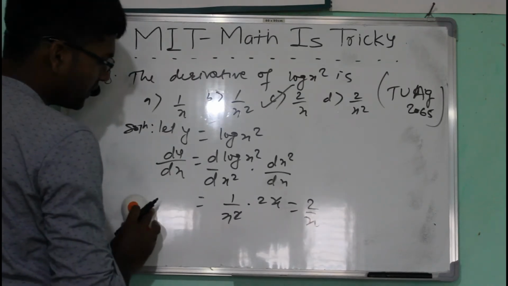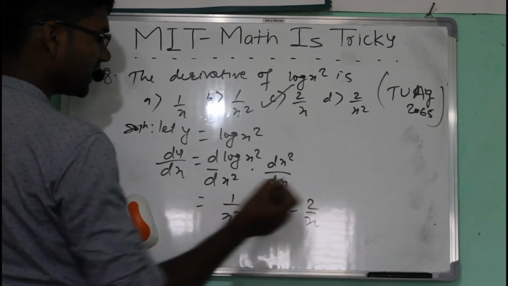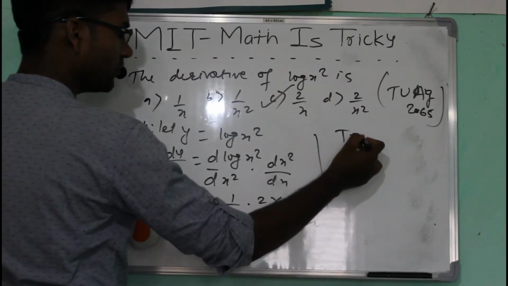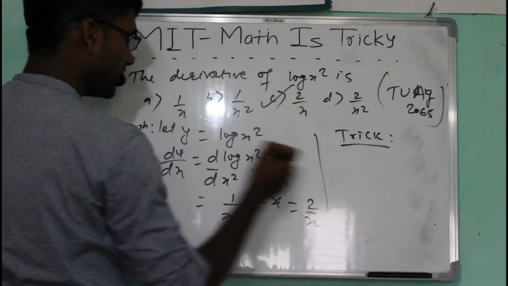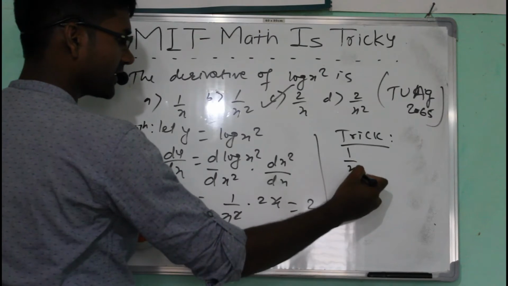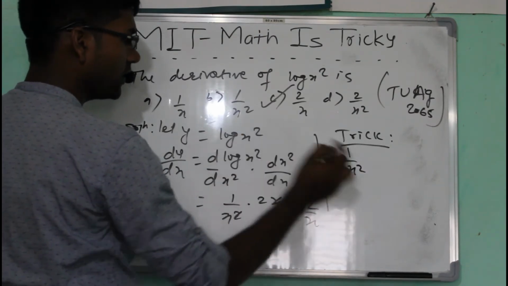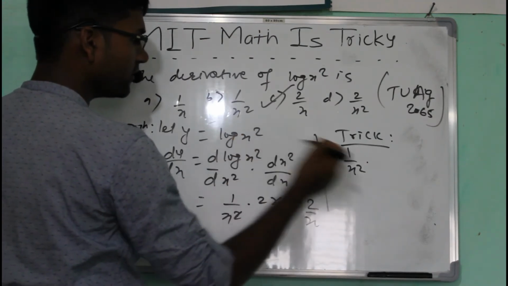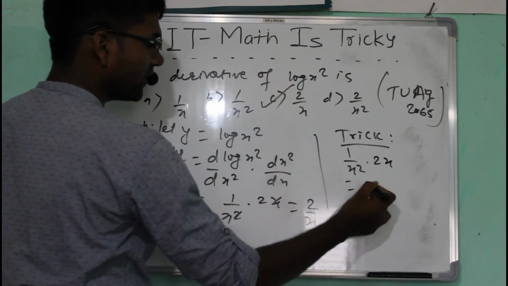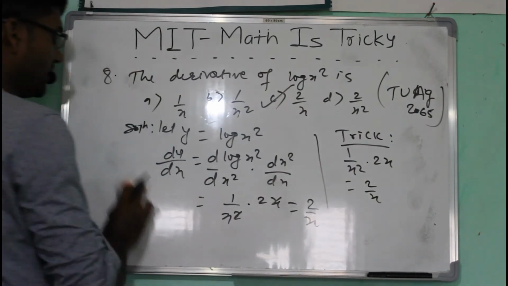What I suggest in the case of log is to write it as a trick in one line, no need to waste your time. Log means 1 by x, where x is x square here. Now use the chain rule: the derivative of x square is 2x. So simply we get 2 by x. You can directly write the answer.